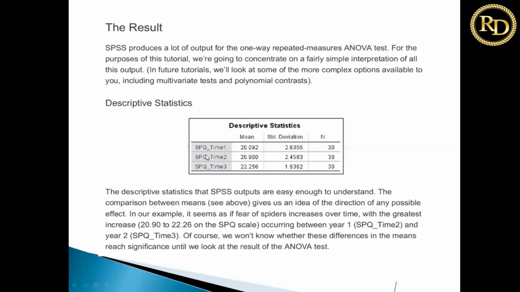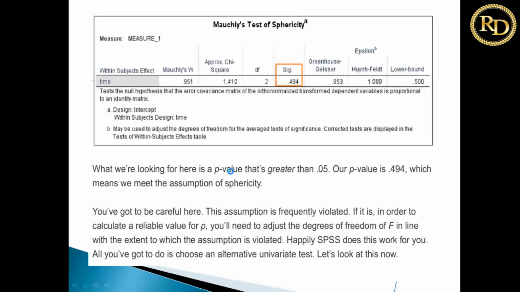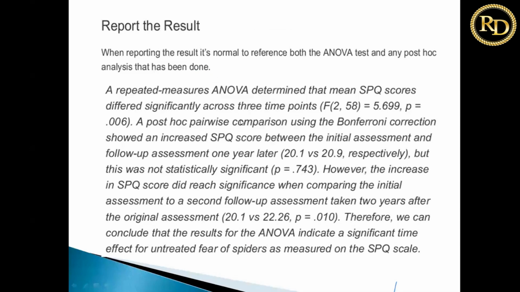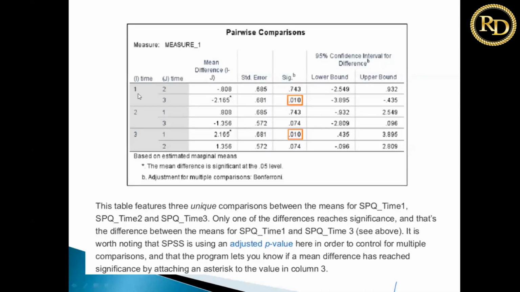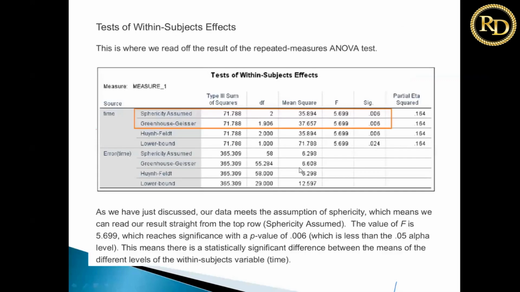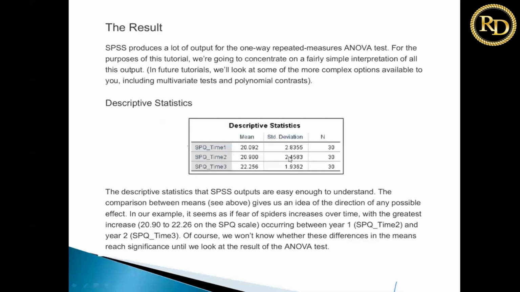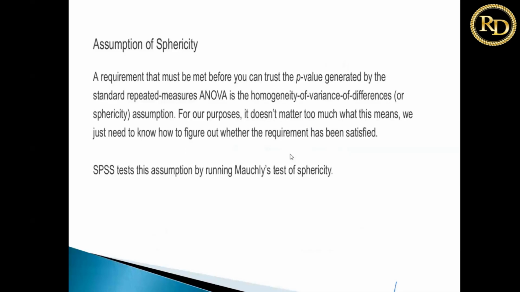You can see here first and second have 2.8 and 2.4, while the third one has 1.9. So 2.8 is very different from 1.9. This way we can directly see that the first is significant with the third one. First and third is significant, but second and first is non-significant. Second and third is also non-significant, because there is not so much difference between 1.9 and 2.3.